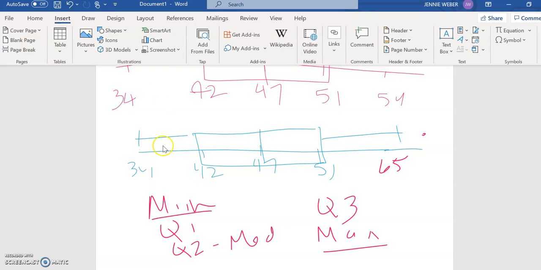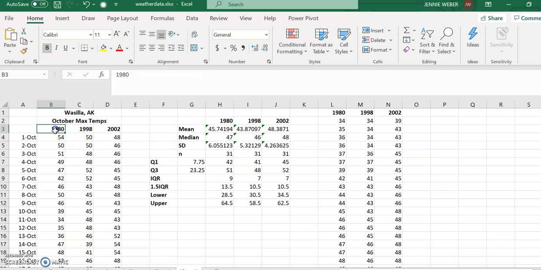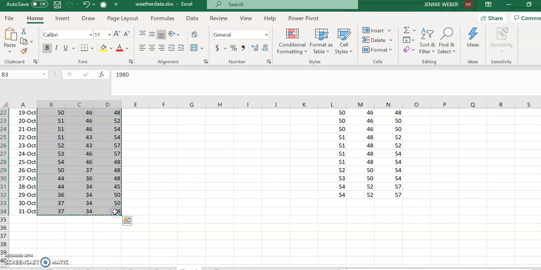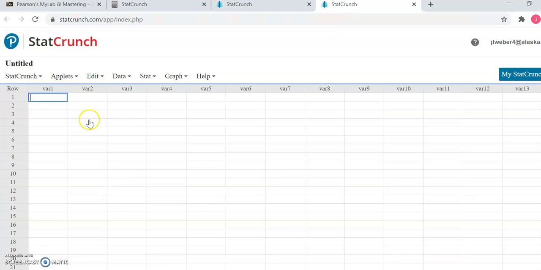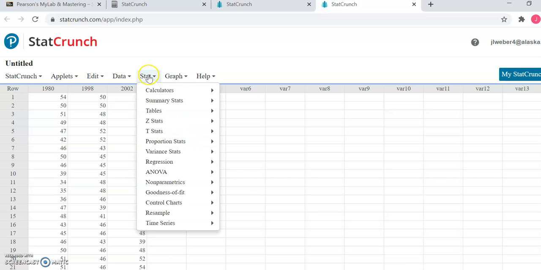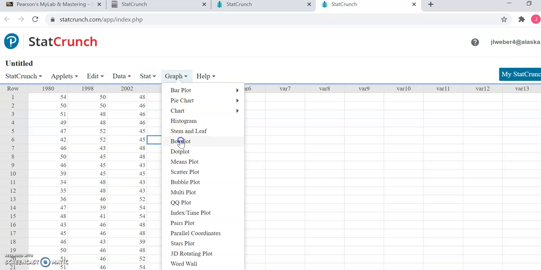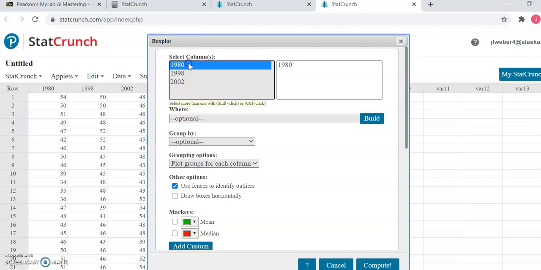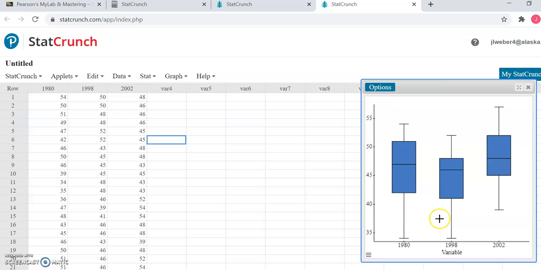Now, if you didn't want to do this by hand, say you decide, I'm going to let Excel do this for me. I'm going to let StatCrunch do this for me. So I'm going to move over to StatCrunch, and I'm going to copy my data in, okay? And I'm going to go to Graph, and then Boxplot. And I'm going to pick all three of these. This use fences option is going to give you a modified box plot. So if I compute this, it's not going to matter here. This is going to give me all three. And if I hover over this, this is going to give me exactly what I need.